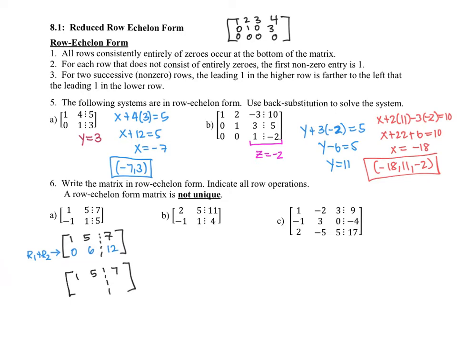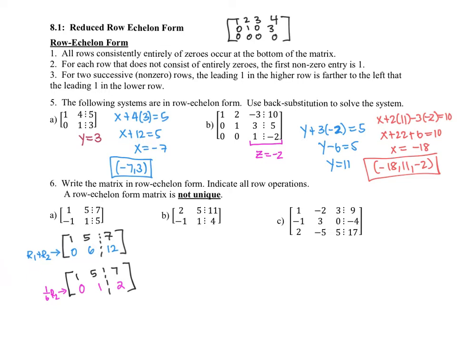Okay, I want to turn this into a 1 as well. So to turn this into a 1, I'm going to divide by 6, or I'm going to do 1/6 of row 2 from the previous step. So 1/6 of 0 is 0, 1/6 of 1 is 1, 1/6 of 12 is 2. Now this is in row echelon form, so I'm done. It doesn't ask me to solve it, and again, this is not unique, so you might have a different one than someone else.